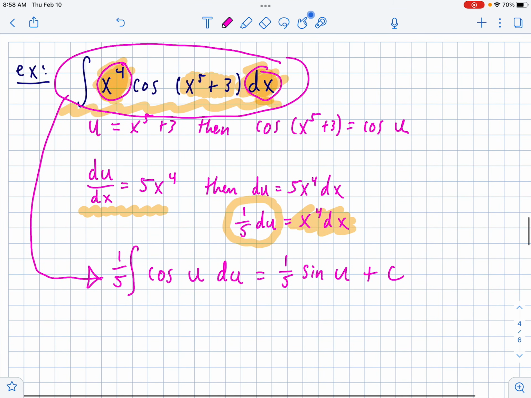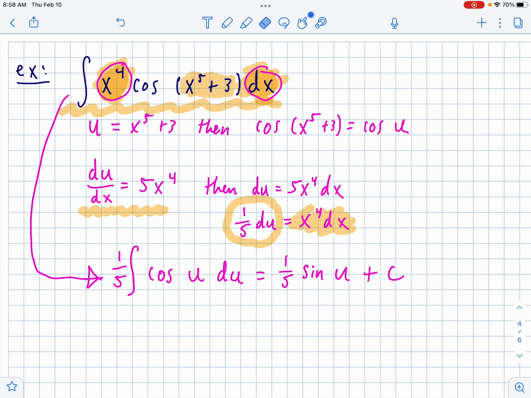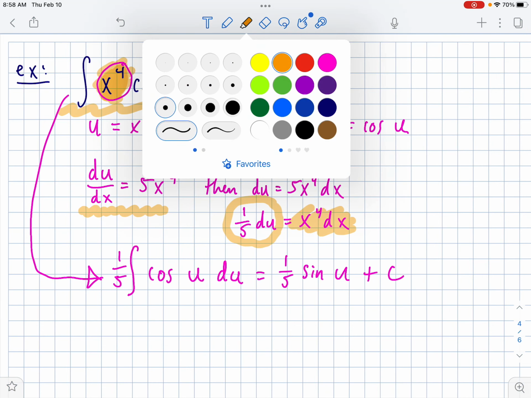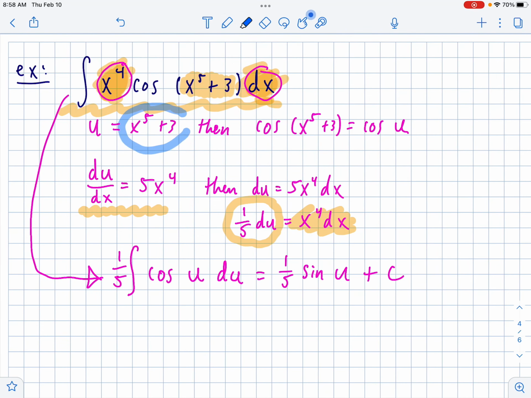Then the last step is to change things back out of the u notation. Remember back up here, u was x to the fifth plus 3, so we need to replace this u with x to the fifth plus 3. So our final answer is 1/5 sine, and then the inside function will be that u, which is x to the fifth plus 3, plus c.